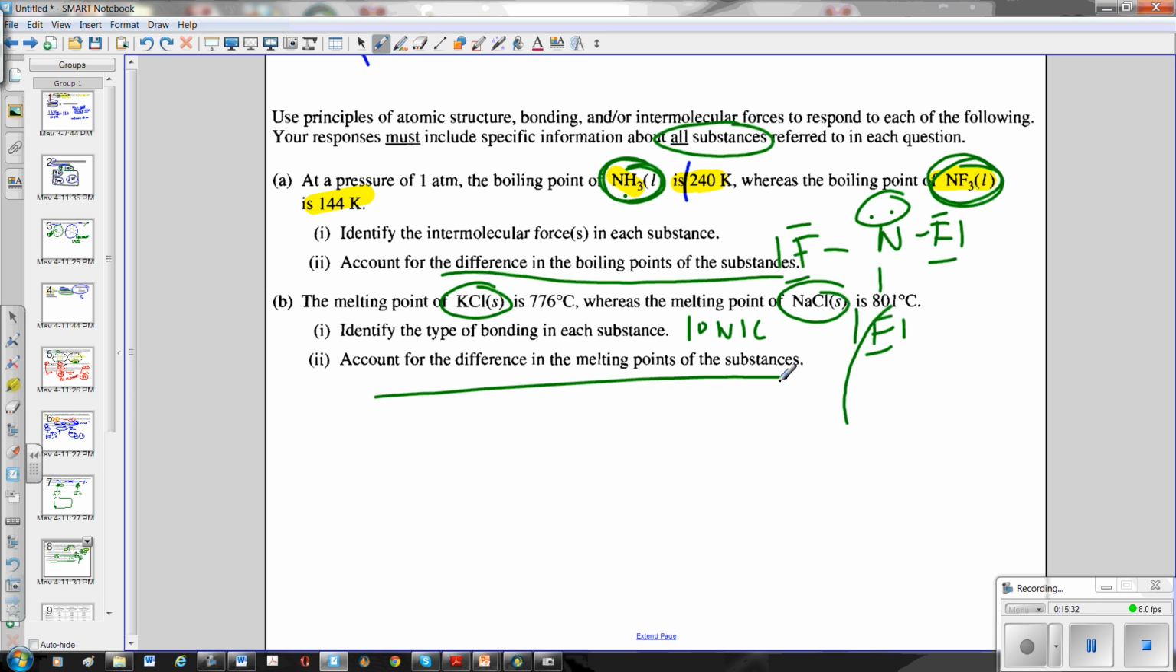How would I account for the difference in melting point? If there's no difference in charge, it's got to be size. Na and Cl are much smaller atoms than K and Cl. Well, actually, Cl is the same size in both of them. So how do we account for the difference? If you look on the periodic table, sodium is higher than potassium, which means it's smaller. Therefore, greater attraction means it's stickier, which means it has a higher melting point.